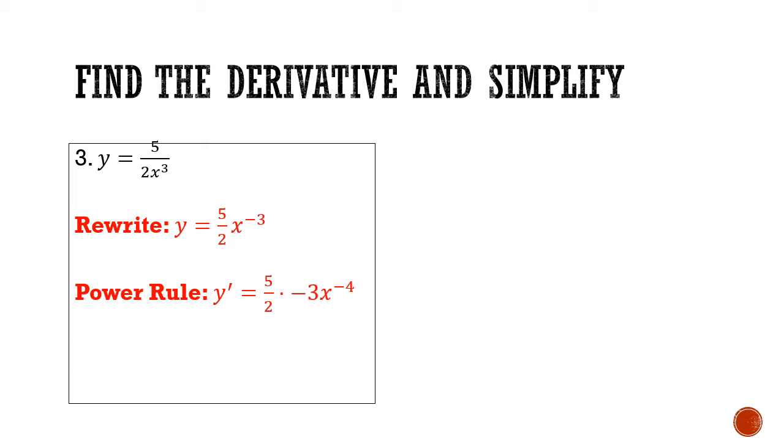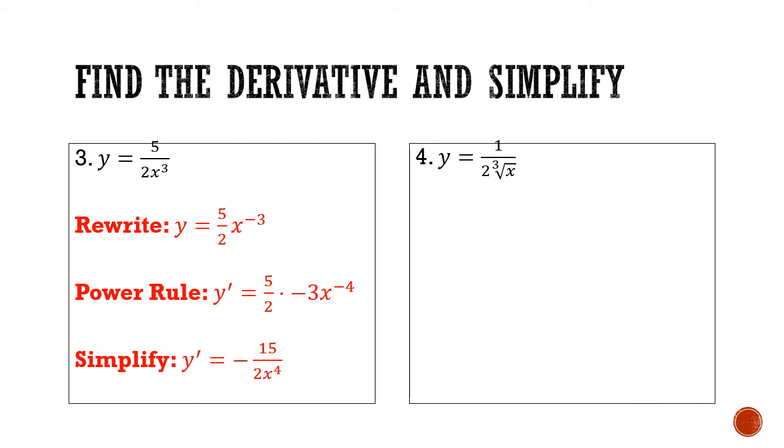So y prime equals, and we have the 5/2 there, and the negative 3 x to the negative 4 is the derivative. It's the power rule of the x to the negative 3, and so you can now multiply those together. So when you bring the negative 3 to the front as part of the power rule, it will eventually get multiplied with the 5/2. And so you simplify your answer. And the derivative of y equals negative 15 over 2x to the 4th.